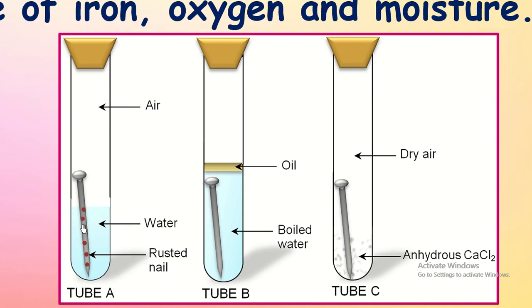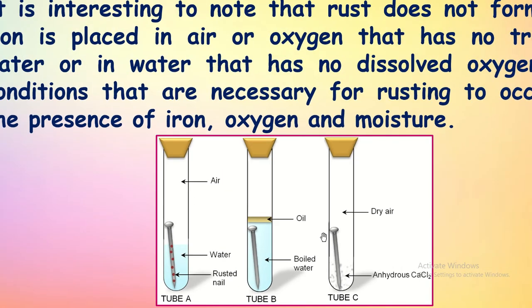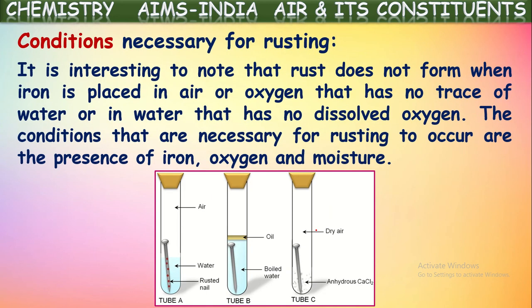The iron nails in the second and third test tubes, that is B and C, do not get rust, because the iron nail in test tube B is in contact with only water but no air, and the iron nail in test tube C is in contact with only air but no moisture. So from this experiment we can conclude that rusting of iron needs both moisture and oxygen.